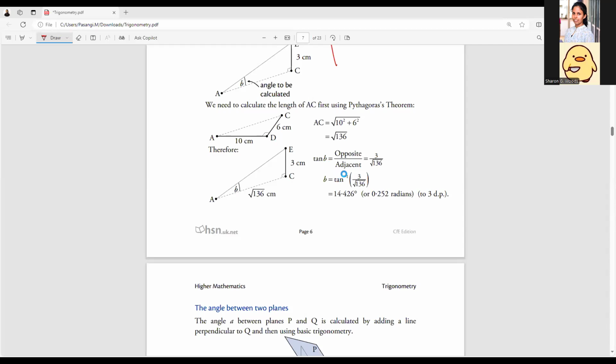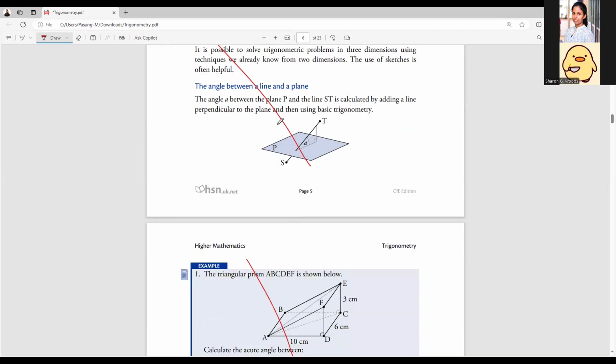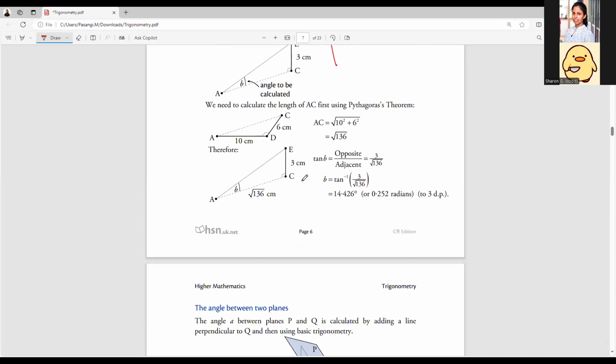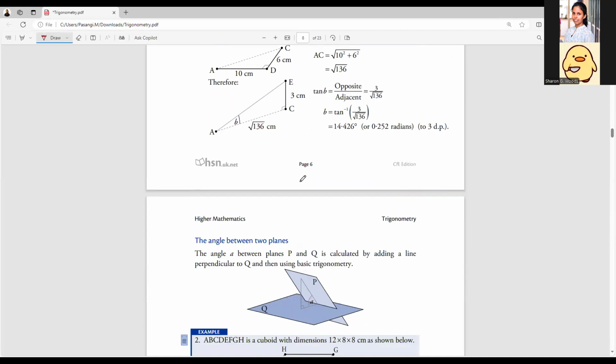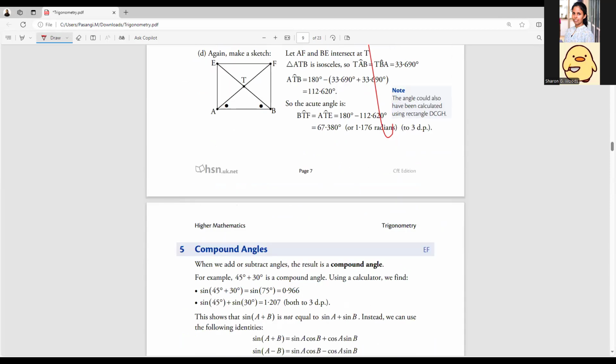You can do these ones up until this question as homework. Try all these ones. For your syllabus, we don't have these three-dimensional angles, so this fourth one, no need to pay attention. We can remove that part.